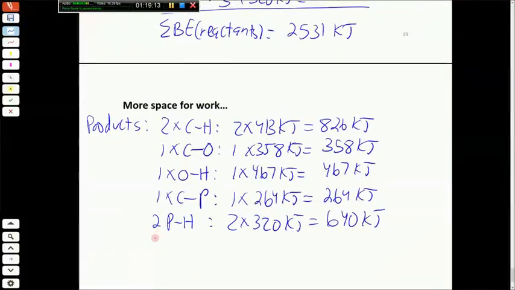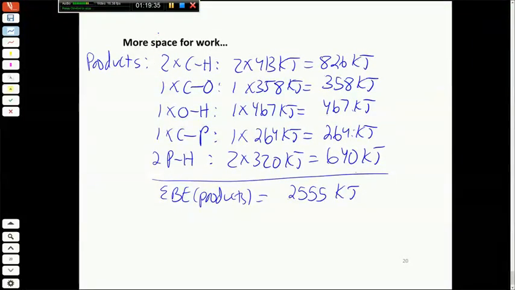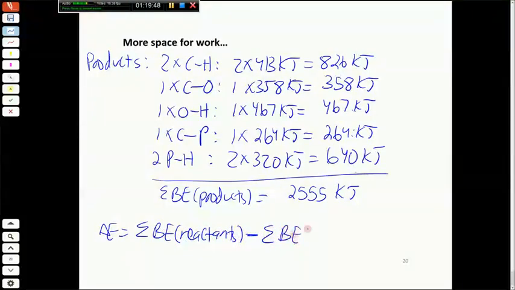We need to add up all the bond energies on the product side. Which is a little more complicated. Now we have these 5 numbers to consider there. We add all 5 of those together, and we get 2,555. And so finally we have the two numbers, one for reactants, one for products. Delta E is just going to be the subtraction of those two. Sum of the bond energies for the reactants minus the sum of the bond energies for the products.